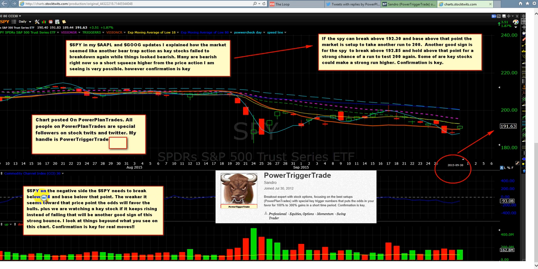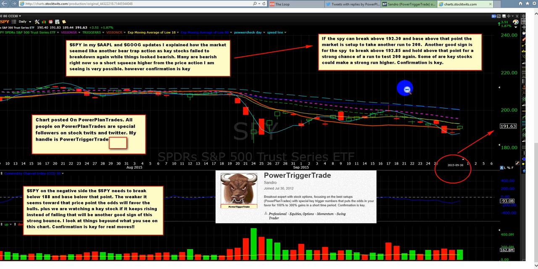Look what I said here. SPY on the negative side. The SPY needs to break below 188 and base below that point. The weaker it seems towards that price point, the odds will favor the bulls. Look at that. Plus, we are watching a key stock. If it keeps rising instead of falling, that will be another good sign of the strong bounce. I look at things beyond what you see on the chart. Confirmation is key. Real moves. Well, this is really important to understand as well.